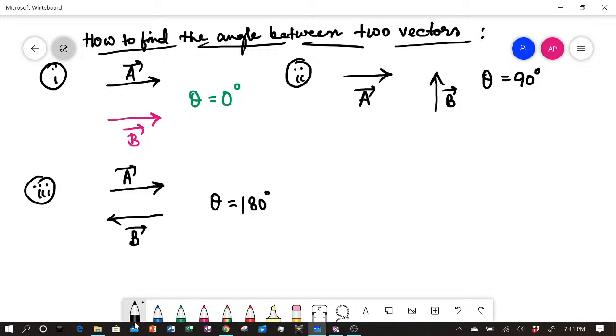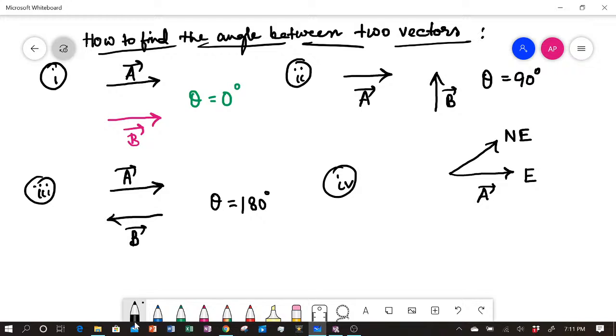So these three are very basic cases where we can in general state the angle between A vector and B vector, right? Now, in the fourth case, suppose vector A is along east and vector B is along northeast.